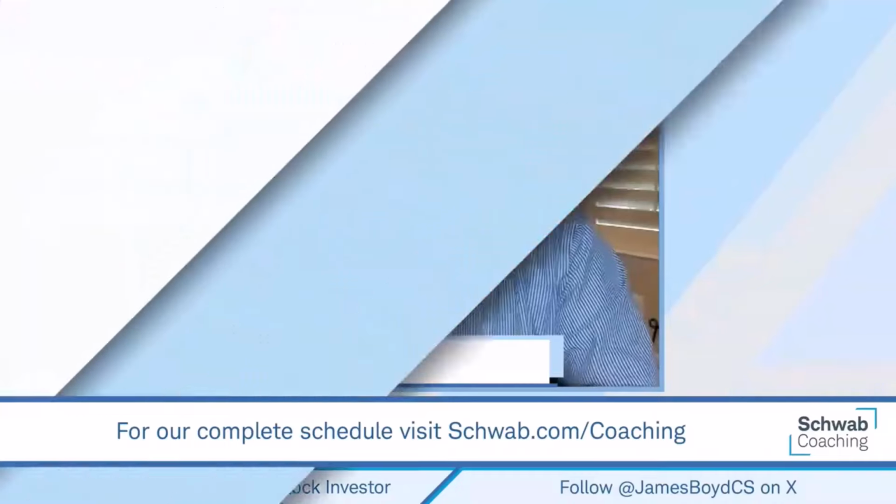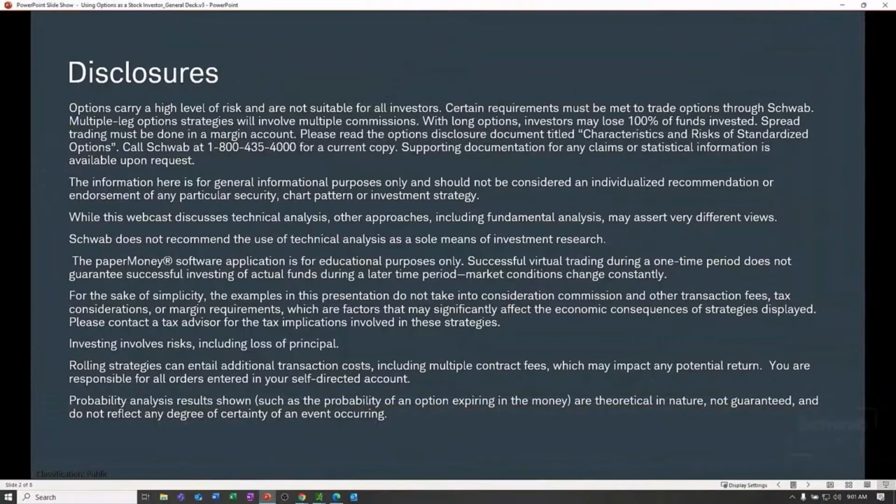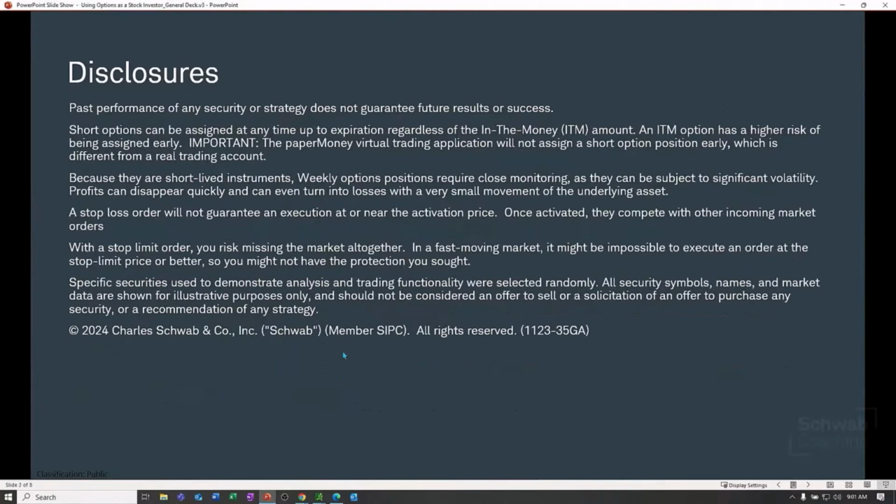Now, as we get started, remember that options carry a high level of risk and are not suitable for all investors. Also understand that this webcast discusses technical analysis. There are other approaches, like on Wednesday, when we talk about fundamental analysis, which may assert some different views. Also remember that investing involves risk, including loss of principal. And when we talk about examples, they are just that. Short options can be assigned at any time up to the expiration, regardless of the in-the-money amount. We're talking about American options, not European.